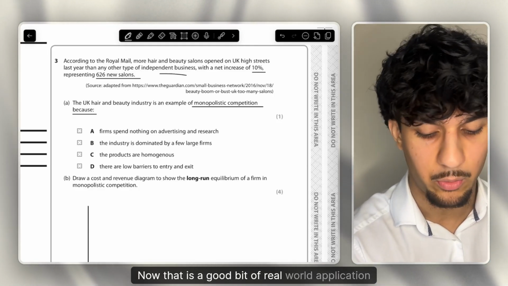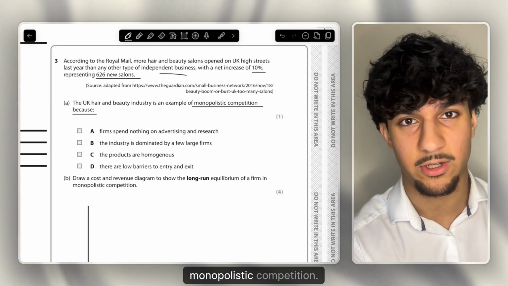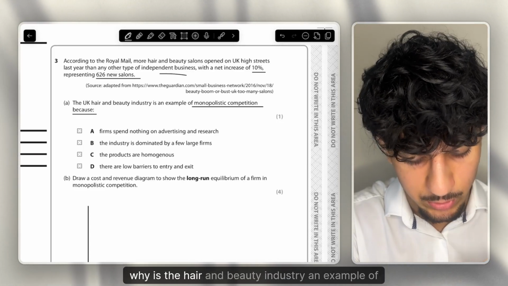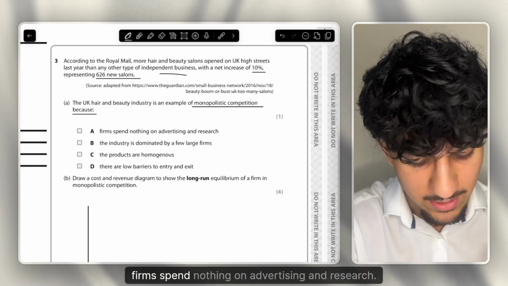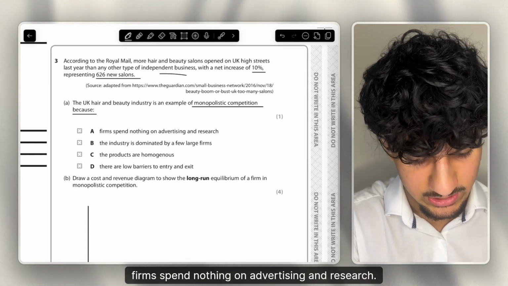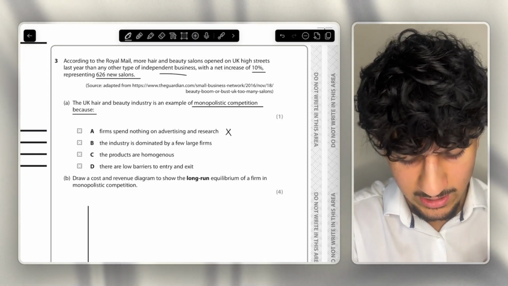Now that is a good bit of real world application you can use in your essays if you are talking about monopolistic competition. But now back to the question, why is the hair and beauty industry an example of monopolistic competition? Since firms spend nothing on advertising and research. That is not necessarily true, so we're going to say no for now for this one. Let's go on to B.